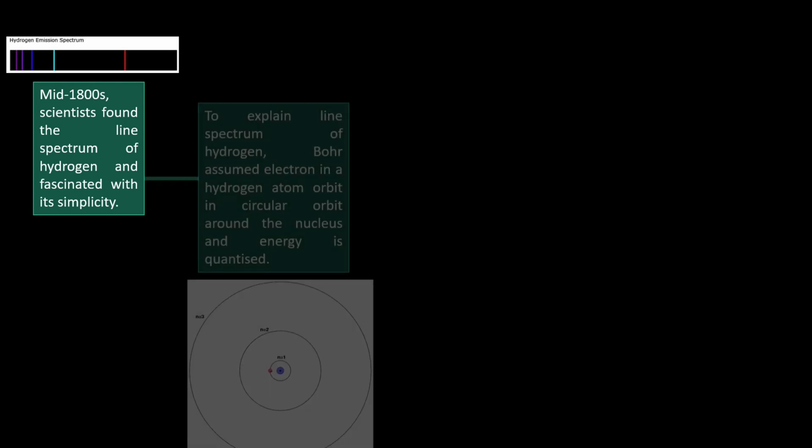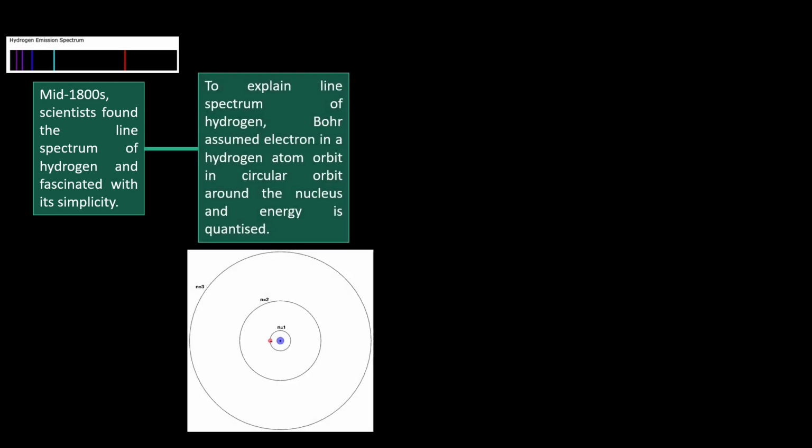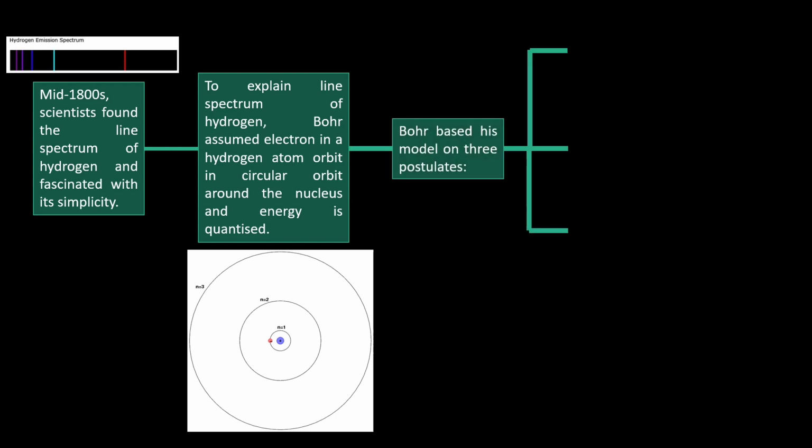Bohr tried to explain the existence of the line spectrum of hydrogen by assuming that electrons in a hydrogen atom orbit in circular orbits around the nucleus and that the energy is quantized. Then, Bohr came up with Bohr's atomic model based on three postulates.